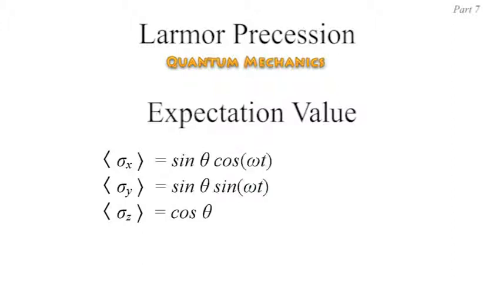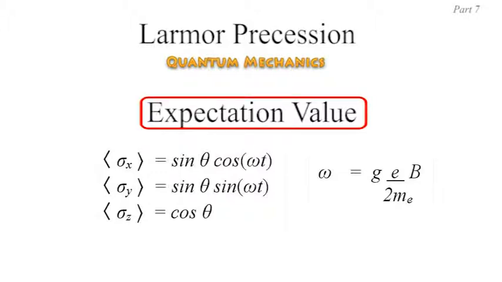The expectation of sigma x will be sine theta cos omega t, the expectation of sigma y sine theta sine omega t, and the expectation of sigma z will be the constant cos theta if theta is constant. And omega will be the Larmor frequency, which as before will be given by GeB over 2me. Quantum mechanics will give us the same answer as we got from classical mechanics, and the way to get it is via the expectation value.